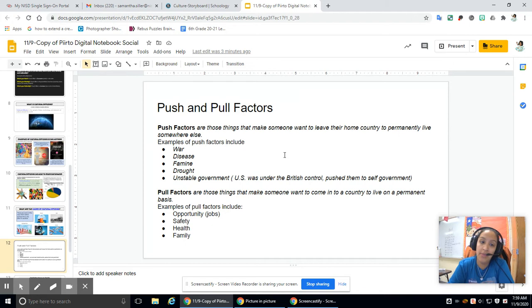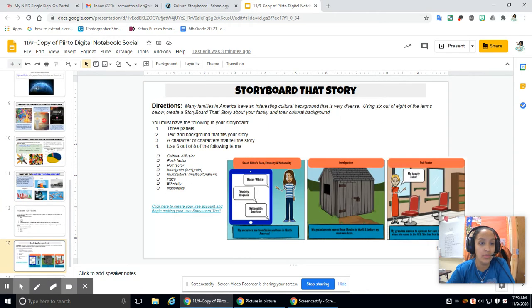And what pulls people to want to live somewhere else and live there permanently? They get a new job, they feel safe, their health is taken care of, maybe they have family there. So those are pull factors. So please look at those different factors.